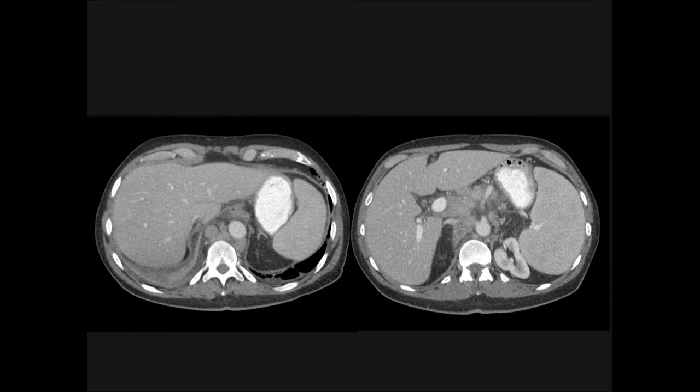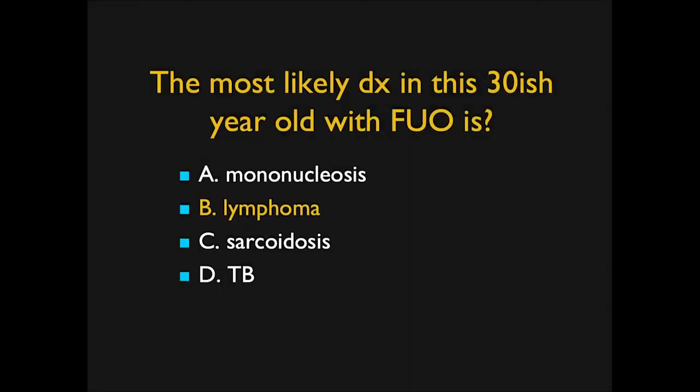Now, mono can give you nodes, but this would be a lot of nodes. And sarcoid can give you nodes, but it's rare to ever see subcrural nodes, and these are kind of bulky. And I will admit at times sarcoid and lymphoma can look very similar, but when you see large bulky nodes, subcrural nodes, peripancreatic nodes, and a big spleen, you're dealing with lymphoma, and lymphoma indeed is the correct answer in this case.